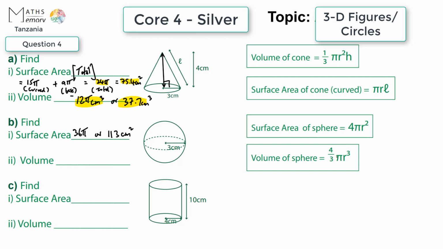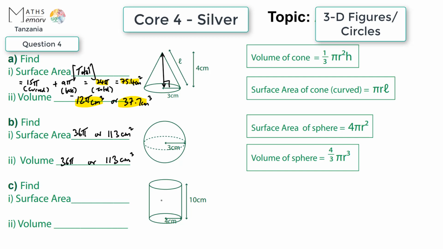Volume, 4 over 3 times pi 3 cubed. 3 cubed is 27. So if you do this on the non-calculator, do 27 times 4 divided by 3. Answer should be 36. So again, we've got 36 pi. Or we could say the 3 sig figs, same thing. They're both the same, in fact. You can have this, but one's squared and one's cubed.